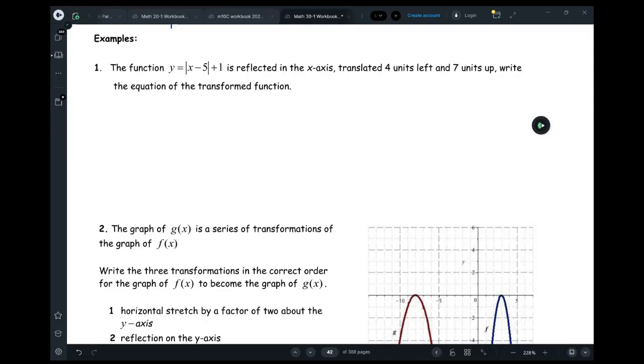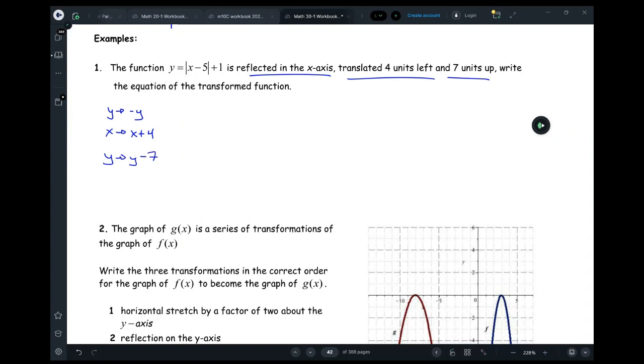So here we go. Let's dive in. The function y equals the absolute value of x minus 5 plus 1 is reflected in the x-axis. Let's stop there and get our bearings. Reflected in the x-axis. That's a vertical reflection, which means I'm going to replace y with negative y. Translated 4 units to the left. That's going to mean I'm replacing x with x plus 4. 7 units up means I'm going to replace y with y minus 7.